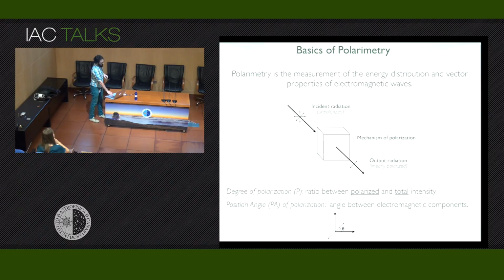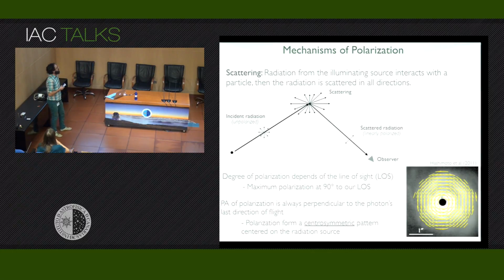So let's study this black box of mechanisms of polarization. One of them is scattering, which is the radiation from the illuminating source that interacts with some particle and then scatters in all directions. The sketch of this: we have some source that, let's assume, emits unpolarized light. This radiation interacts with some particle and scatters in all directions. Then we have the observer, and the observer will always observe a linear degree of polarization with the position angle of polarization perpendicular to the last direction of flight of the photon.